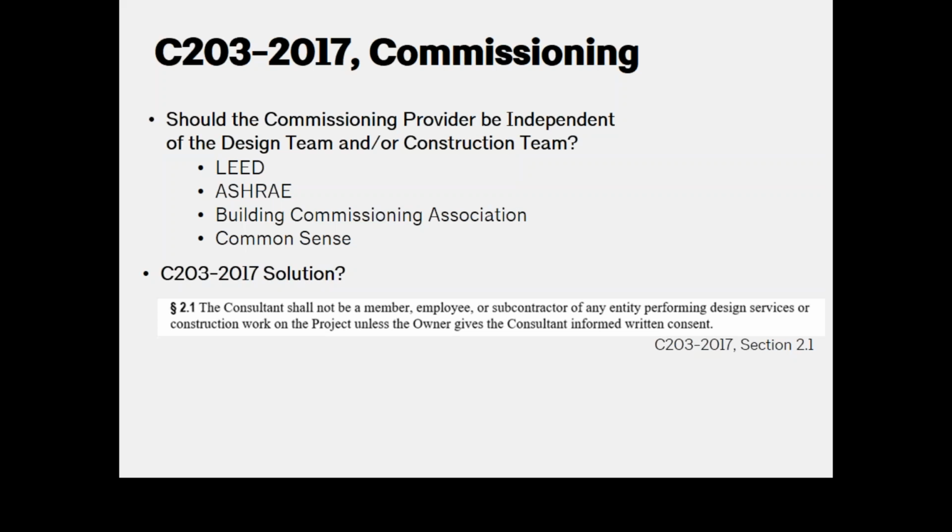There is an exception though, that for projects that are under, I think, 20,000 square feet, the fundamental credit for LEED can still be achieved by having the design team or someone from the construction team provide the commissioning. The C203's solution does, of course, require independence as well, unless there is informed written consent. This means that if a member of the design or construction teams are going to be providing commissioning, not only do they have to get written consent, but they actually have to tell the owner what that means.